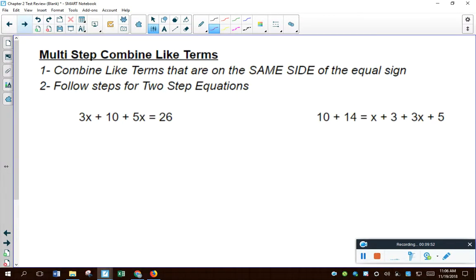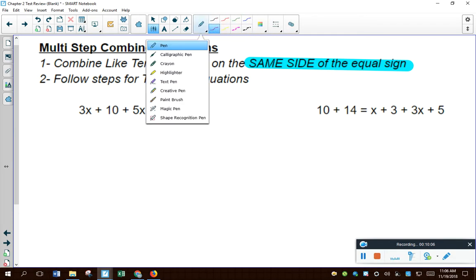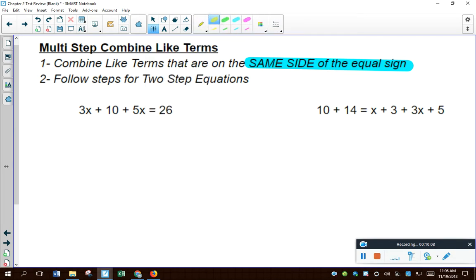Next, we have multi-step where we need to combine like terms. So using our steps here, step 1 says combine like terms that are on the same side of the equal sign. Once we do that, we can follow the steps for two-step equations. So I'm going to identify those like terms. We have a 3x and a plus 5x both on the left side of my equal sign. I can combine those. 3x plus 5x makes 8x.